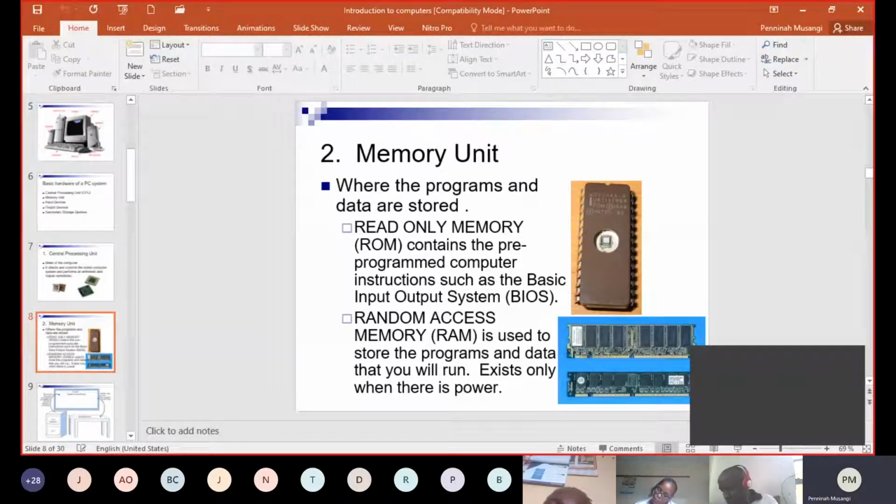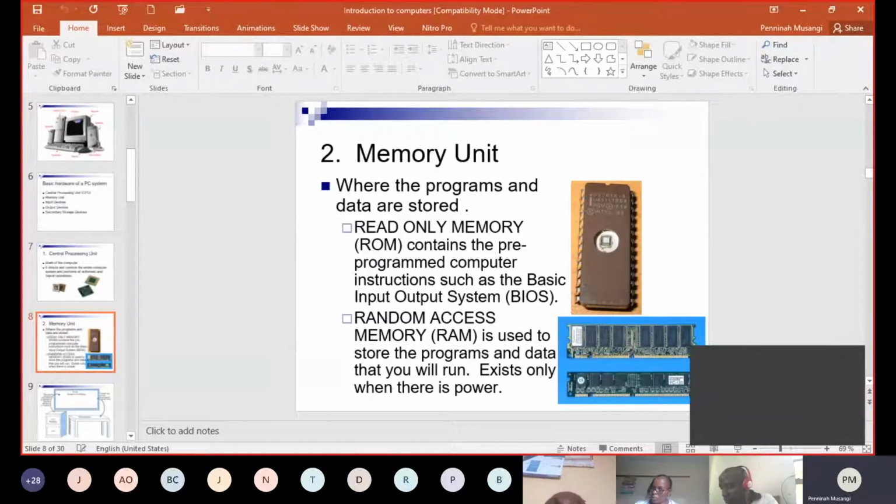So it only stores the data and programs, but ROM stores instructions on how the computer is going to function. So that is the difference. Then RAM, one thing, RAM is temporary. It is only there when the computer is powered on, but the ROM is permanent.